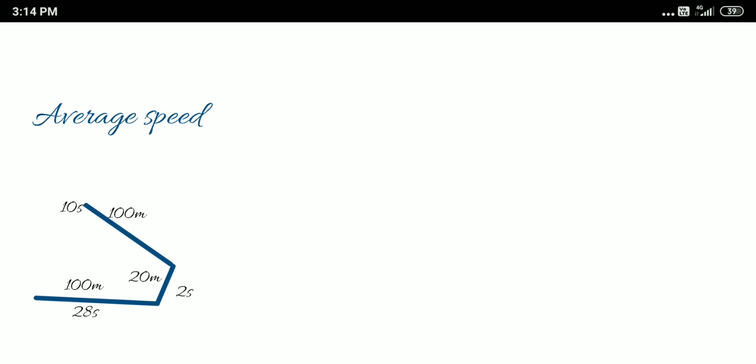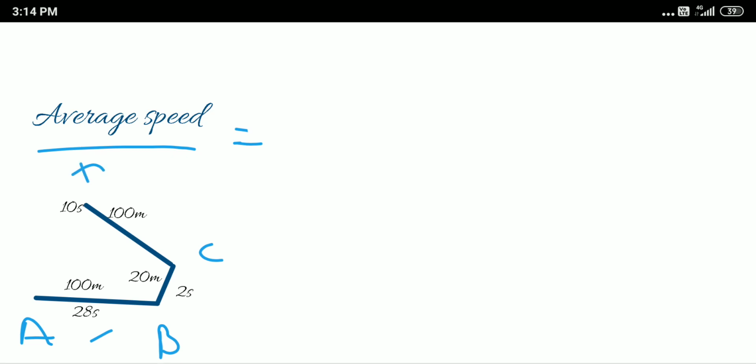Average. How do we define average speed? Suppose we take this diagram. A person starts from A to B and covers 100 meters within 28 seconds. Now from B to C cross section he covers 20 meters within 2 seconds, and now from C to D cross section he covers another 100 meters in 10 seconds.